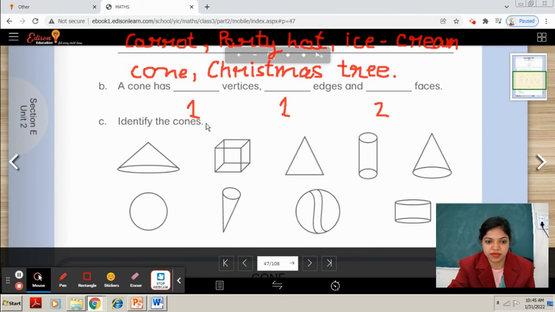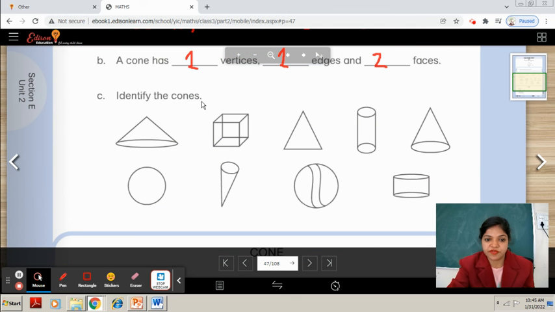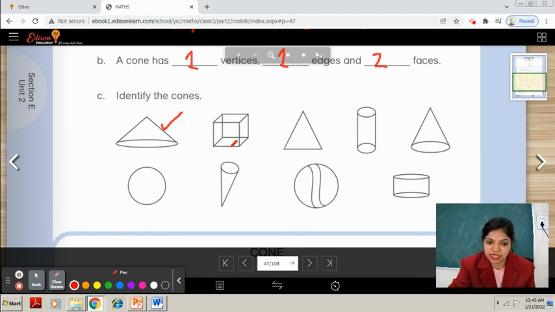Now part C. Identify the cones. Now you can see, students, this is conical in shape. Yes, this is a cube. This is a triangle. This is a cylinder. Again, this is a cone. Okay, tick on it. This is a circle. What is this? Ice cream cone. Okay, so it is conical in shape. So we will tick on it. This is sphere. Yes, and this is cylinder. Hope you understand it. Good.